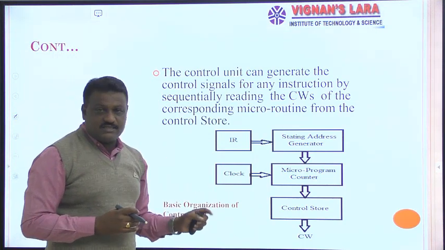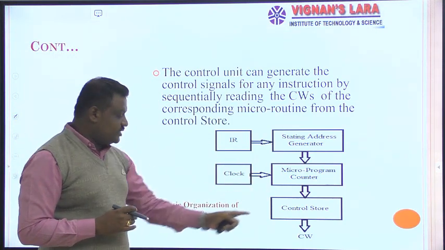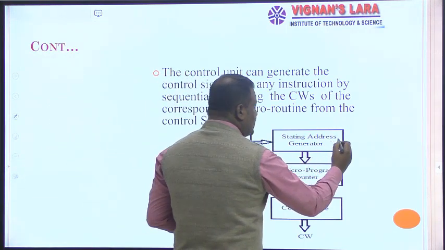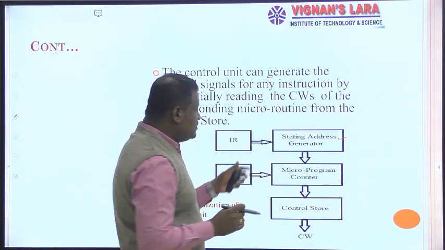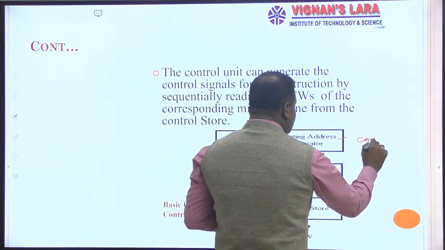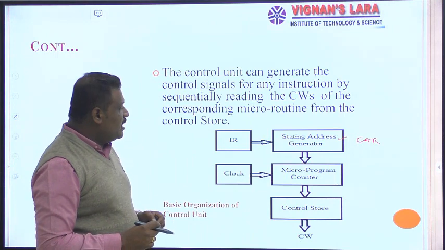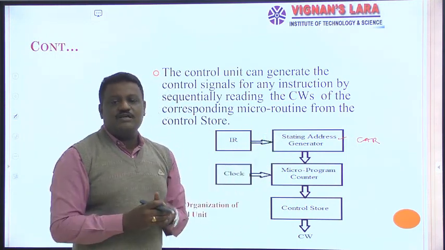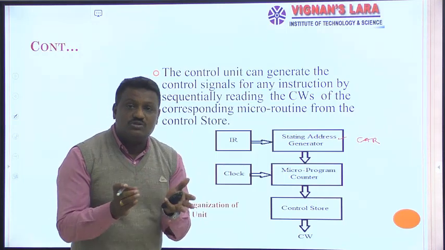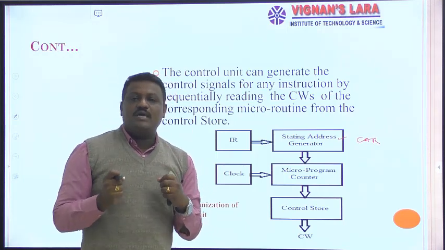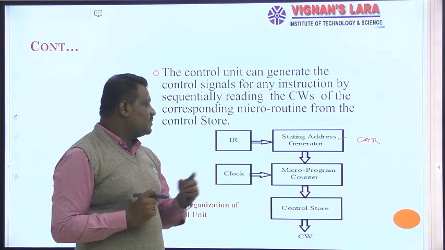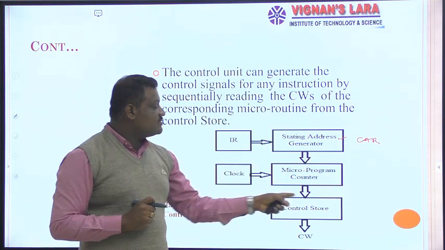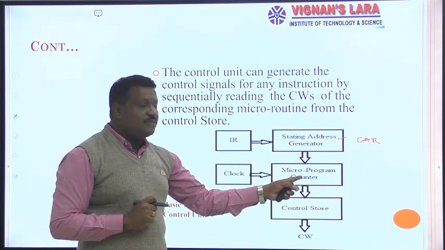So how can I access them? This is the basic organization of my microprogrammed control unit. Here is the starting address generator, which sometimes we can call the control address register. It will generate the address of the location of your control store from which I am going to read my control word or micro instruction. It will generate this address based on the instruction register. It gives that information to the microprogram counter.